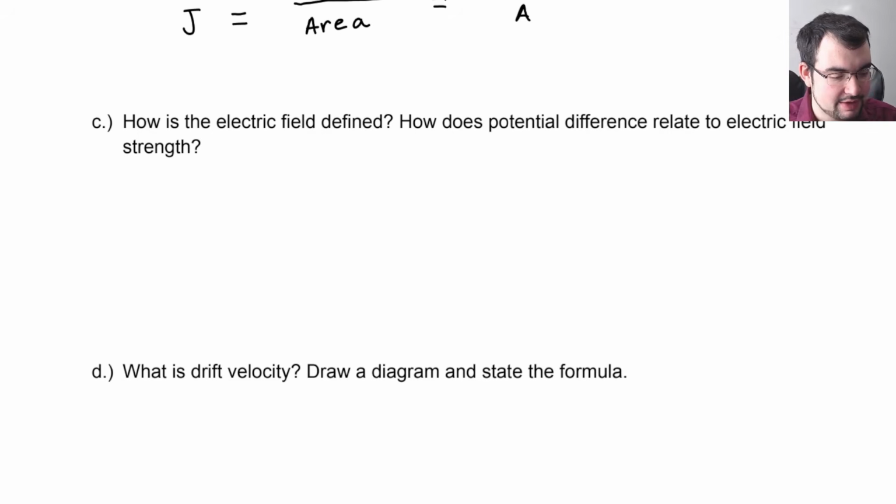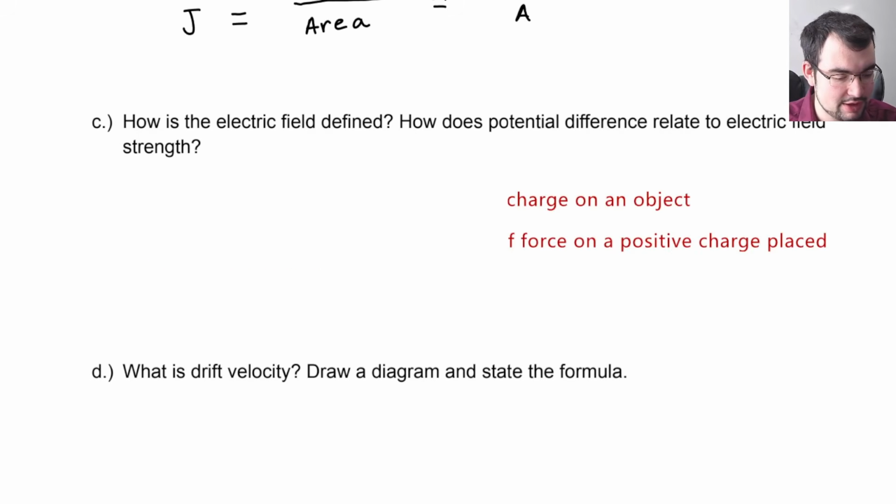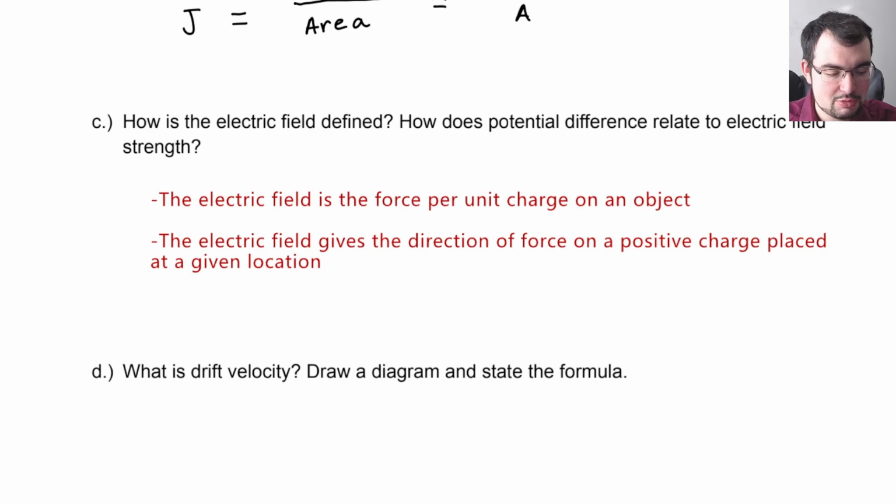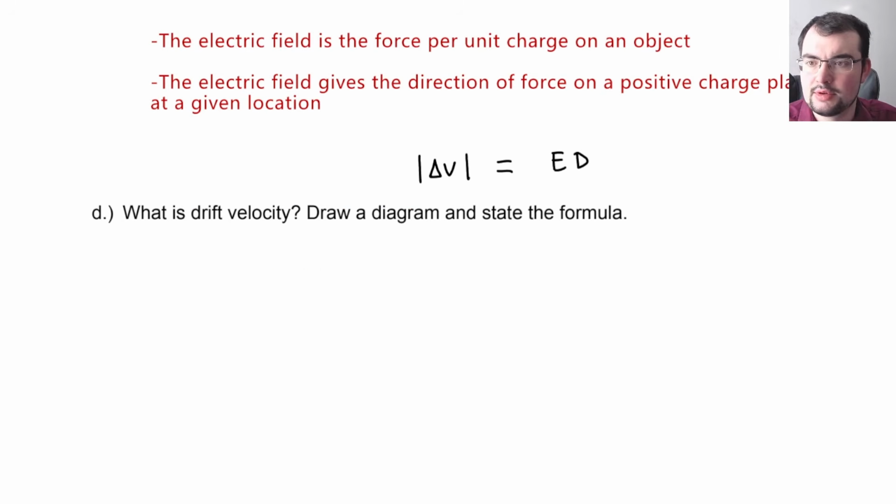How is the E field defined, and how does this relate to potential difference? Even with circuits, we talked about the E field as being this sort of driving force on charge carriers. So the electric field is the force per unit charge. It gives the direction of force on a positive charge placed at any given location. And it relates to potential difference because the change in potential within your circuit component is equal to the average electric field strength times the distance. So we get delta V equals ED with some sign. We should take this as an unsigned quantity and know that if you go with the field or with the current, you go downhill.